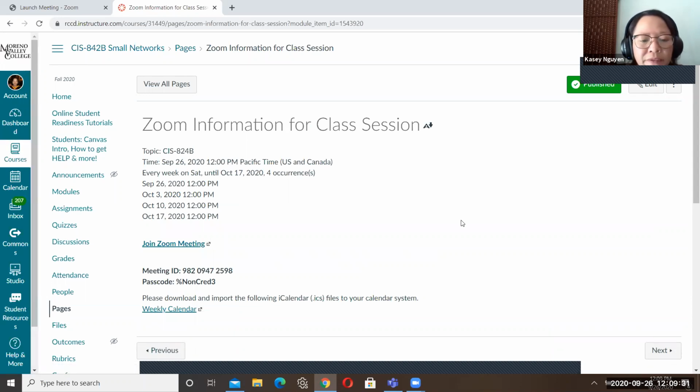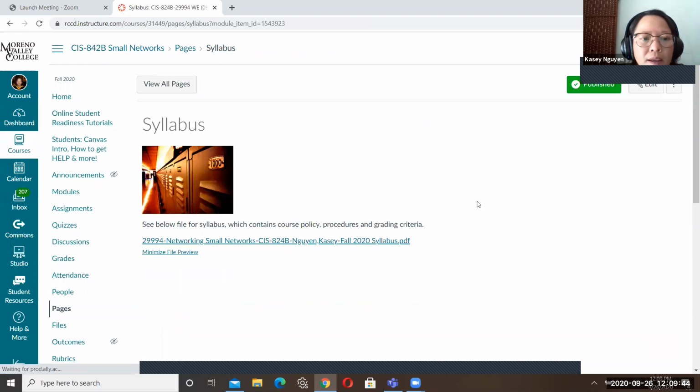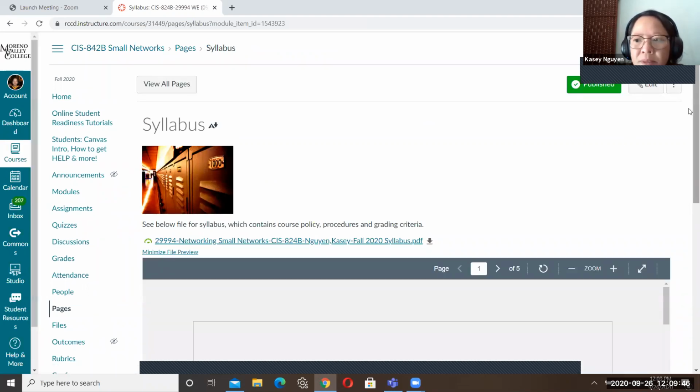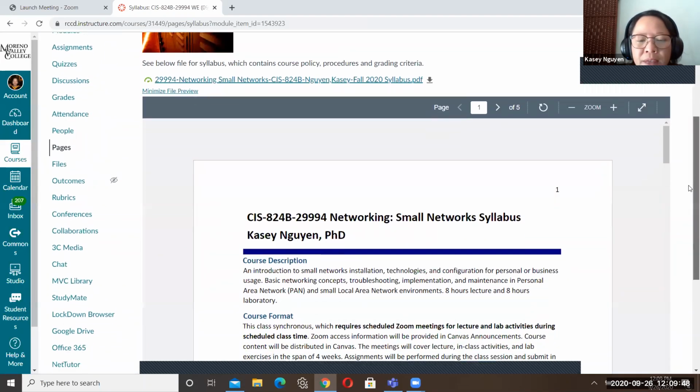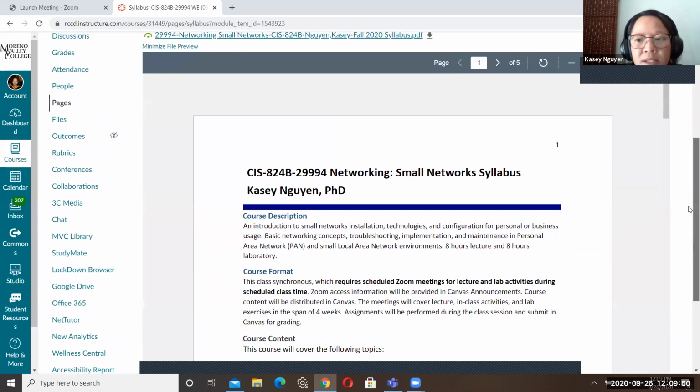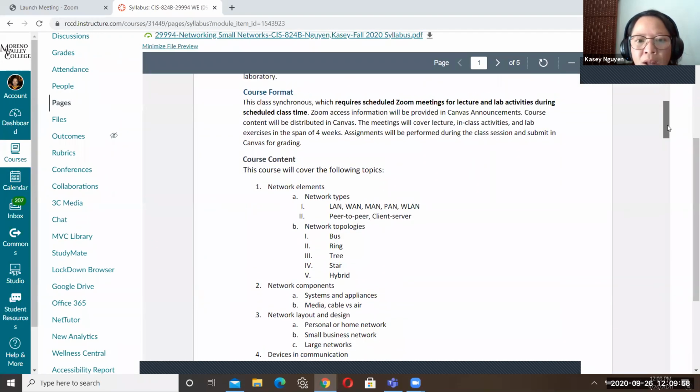So the Zoom information is there. I apologize, there's a confusion this morning. And so this is where you would obtain the information to access Zoom. For the syllabus for the course, you can view that within Canvas or you can download it. So the course format is in the span of 4 weeks, and we're meeting online every week on Saturday.